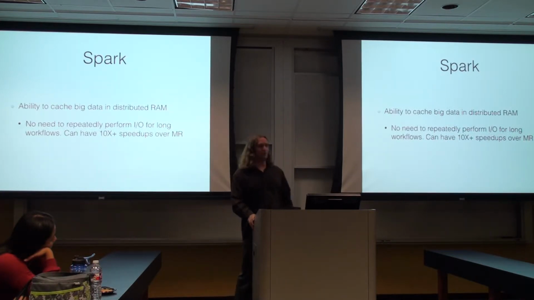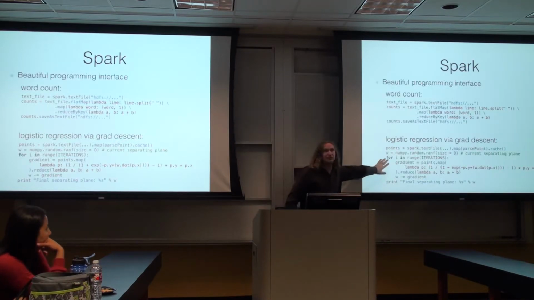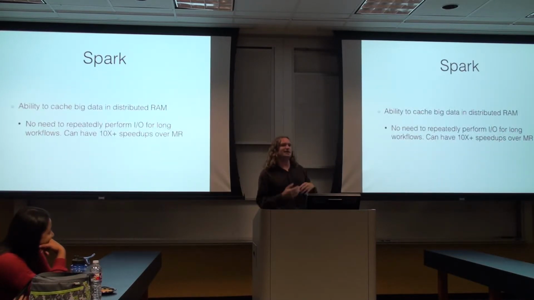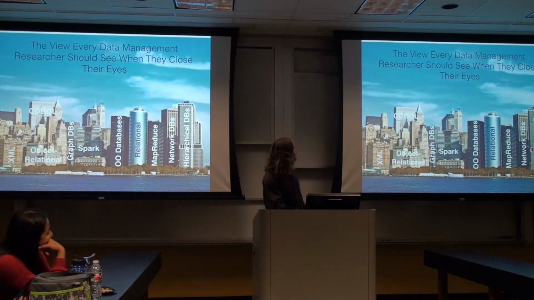So one thing that Spark's really good at is caching data. This operation right here is iterative in the sense that I'm making repeated passes over the data. With MapReduce, this requires getting this huge freight train running multiple times to read in the data again and again. Whereas in the case of Spark, you read it once and then it's just processed in memory. So it's really widely used now in a very short time frame.